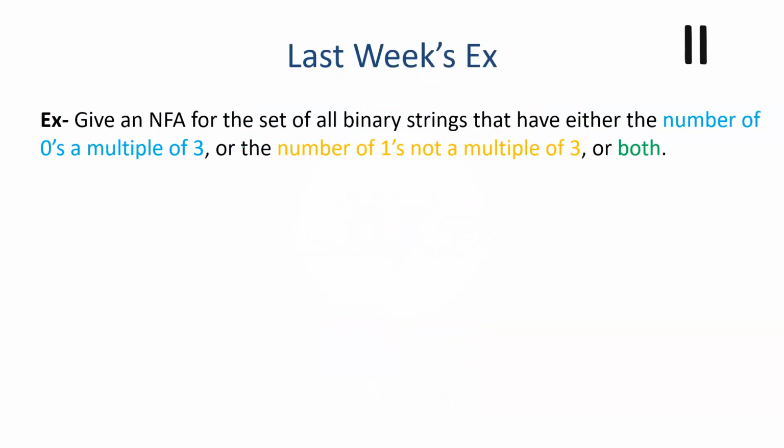If you remember, last week we ended on an exercise where you had to create an NFA. Hopefully you tried to solve it on your own. I'm going to show you the solution. A reminder: we were trying to make an NFA for all binary strings, so our alphabet was just zeros and ones. Either the number of zeros should be a multiple of 3, or the number of ones should not be a multiple of 3, or if both conditions are true at the same time, that's okay.